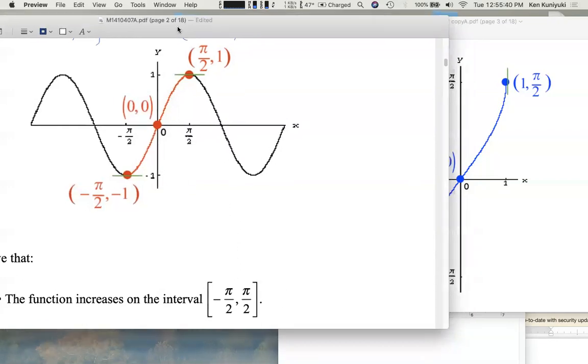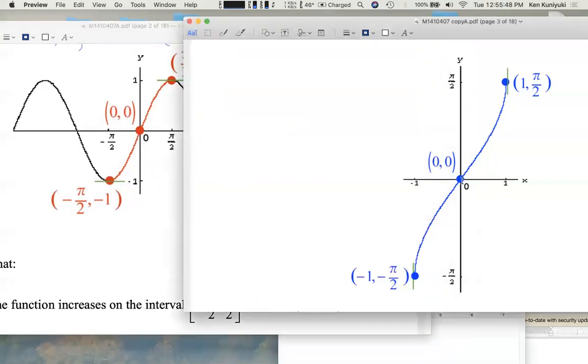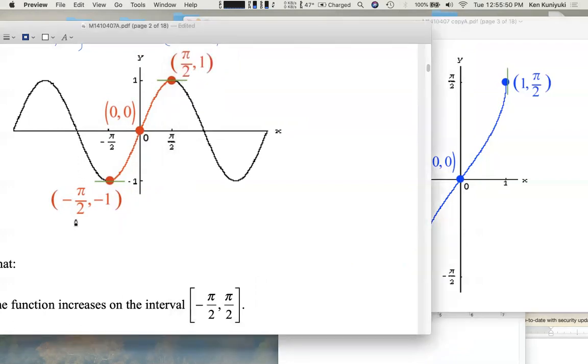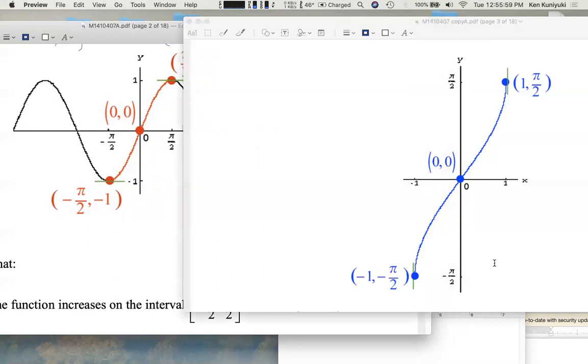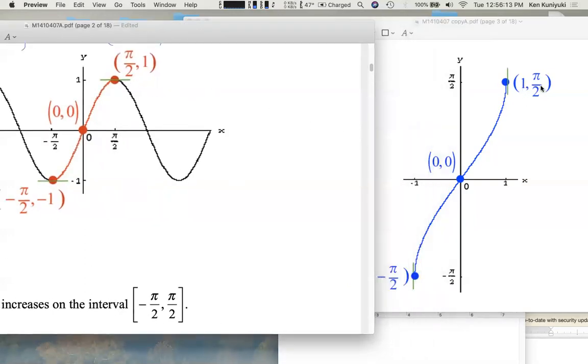Let's take a look at things point by point. The point 0, 0 lies on the old graph, so the point 0, 0 lies on the inverse graph. The point negative pi over 2, comma negative 1 lies on the old sine graph. By old, I mean the restricted sine graph. The point negative 1, negative pi over 2 lies on the inverse sine graph. Remember, AB goes to BA. We switch the coordinates. Likewise, the point pi over 2, comma 1 becomes the point 1, comma pi over 2.